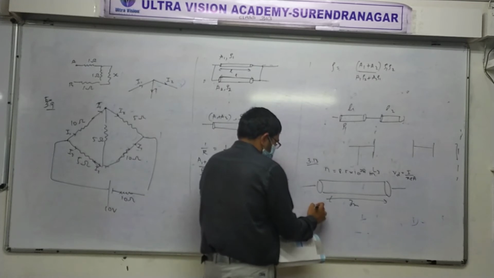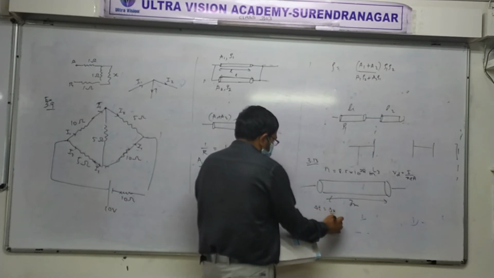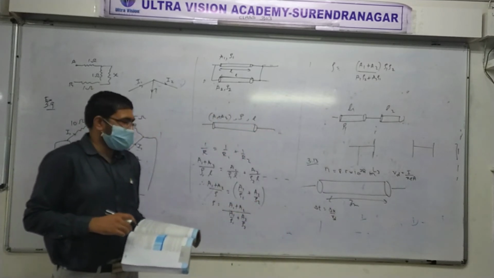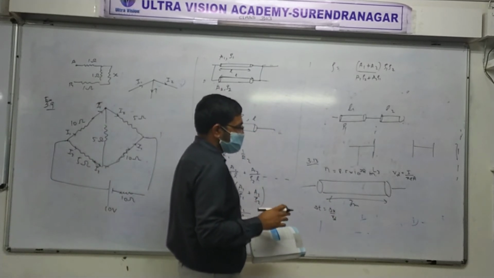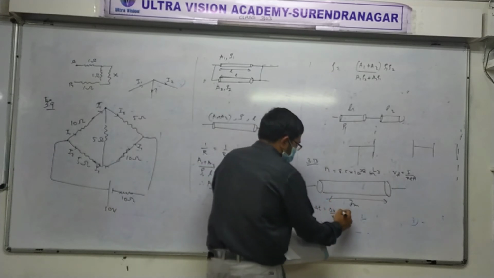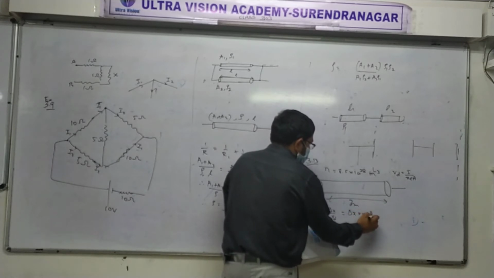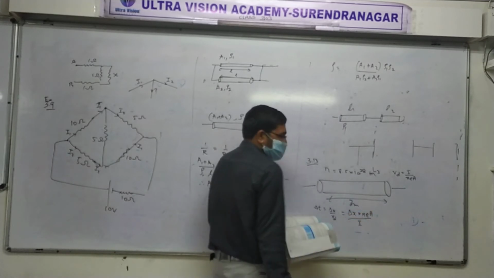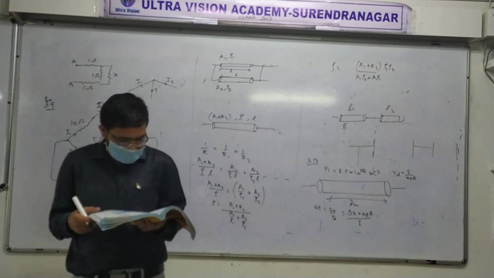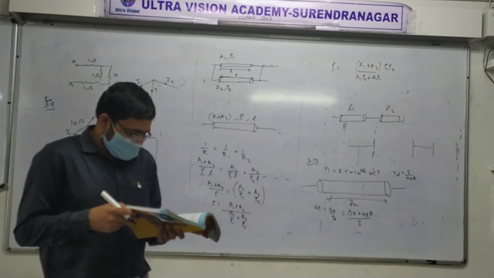So the time interval delta t will be equal to delta x by Vd. Right? Okay. Time interval delta t will be delta x by Vd, so it is delta x into nAe upon I. Delta x is 3 meter.